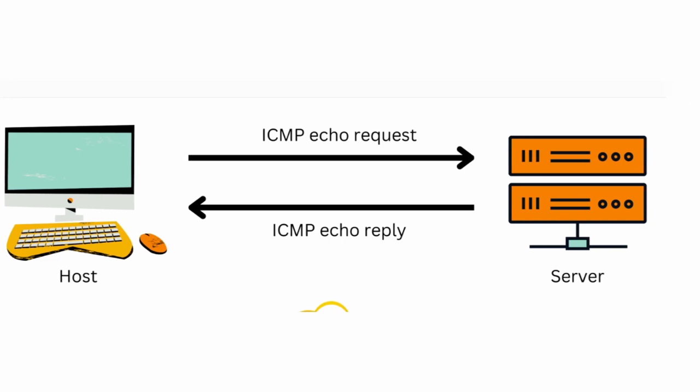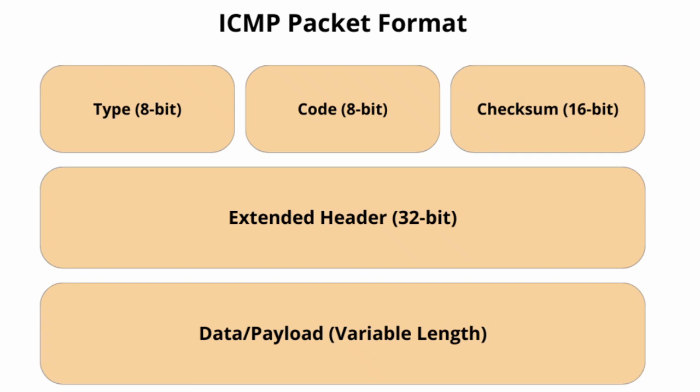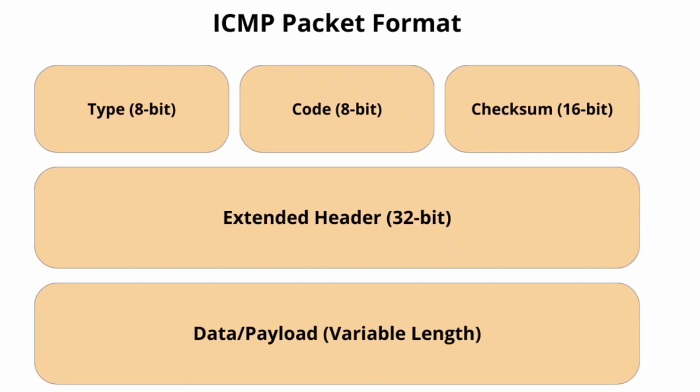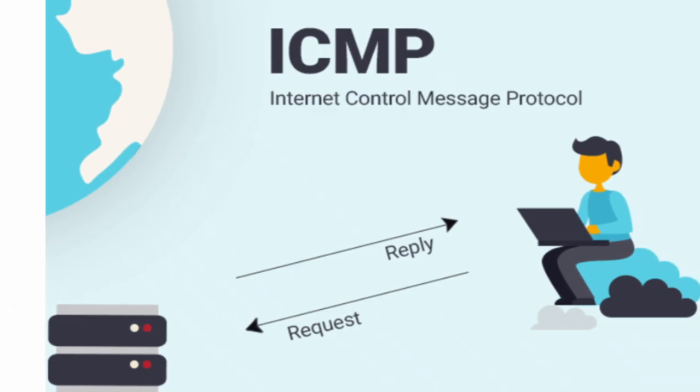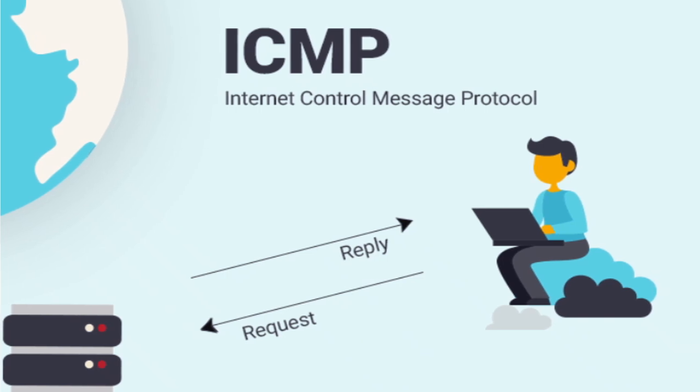ICMP, Internet Control Message Protocol, is used for error reporting and diagnostic functions. The popular ping command uses ICMP to check connectivity between devices.